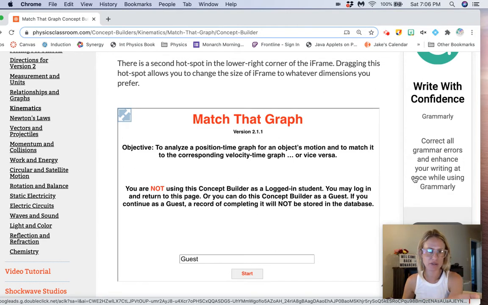So The Physics Classroom recently, I literally just realized this, but they don't allow you to put your name in anymore unless you make an account. And the school has to pay for me to have you guys have an account and things like that. So for right now, we're just not going to do that. So you're going to do this as guest. So I can't really give you guys credit for it because there's no way to prove that you did it. So anyway, you're just going to leave guest here.